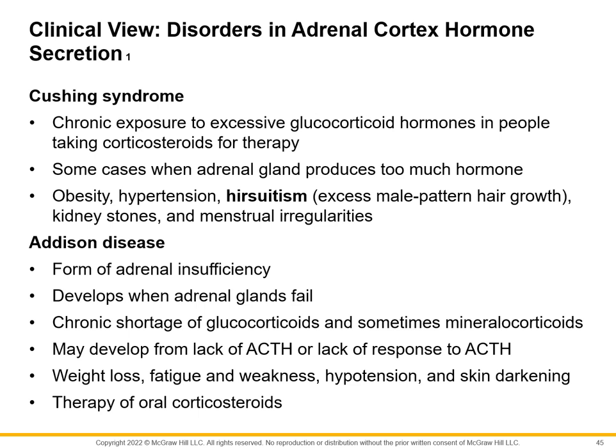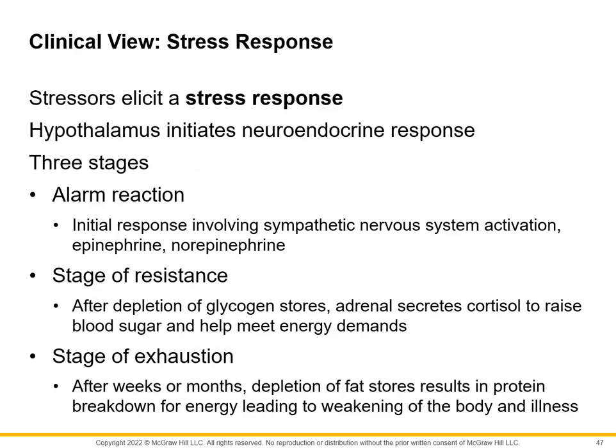So if you don't have enough ACTH, then you're not stimulating enough release of cortisol in the adrenal glands. So weight loss instead of obesity, you may have fatigue and weakness, hypotension instead of hypertension, and you can also end up with skin darkening as well. And you may treat this by taking oral corticosteroids, so you take medications to replace the steroids that you are lacking.